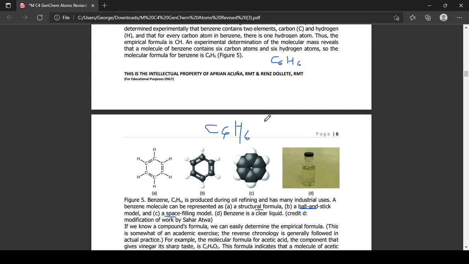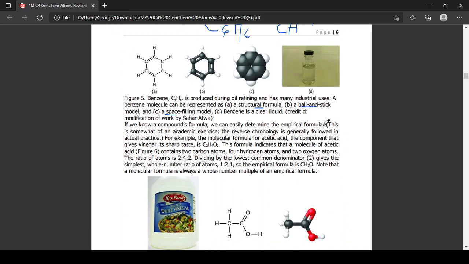And let's look at C6H6, or benzene. Kids, you have a subscript of 6 in both carbon and hydrogen. What do you think is the empirical formula? It is simply CH because the ratio is 1:1.